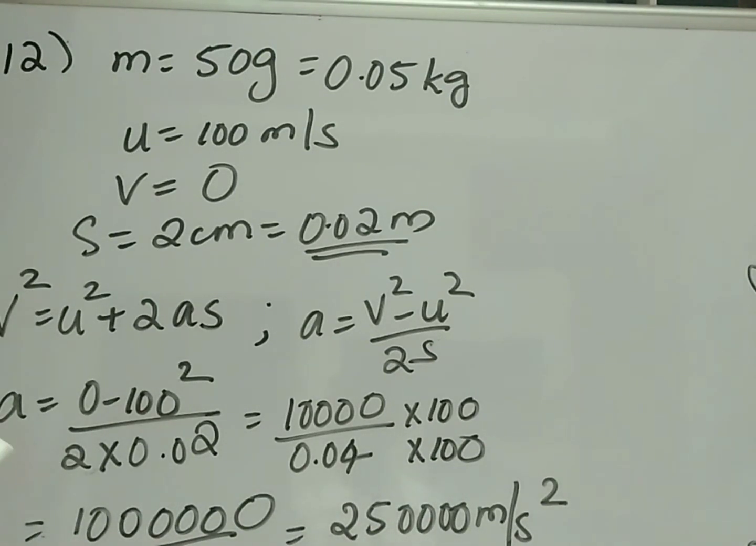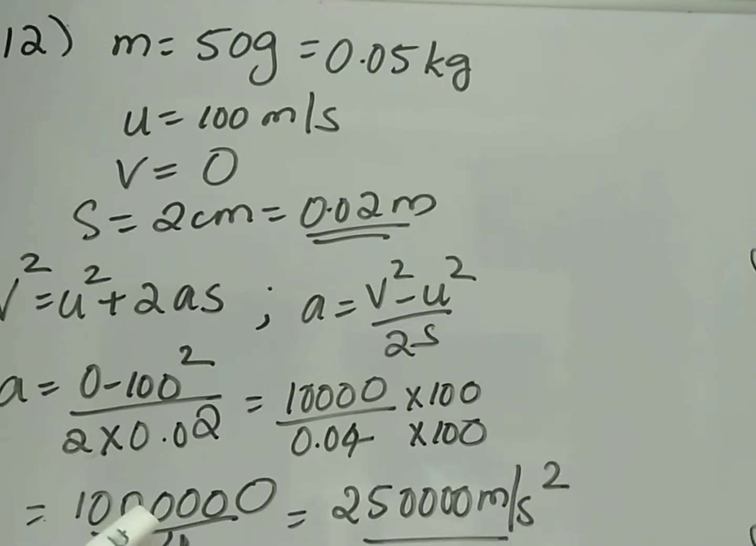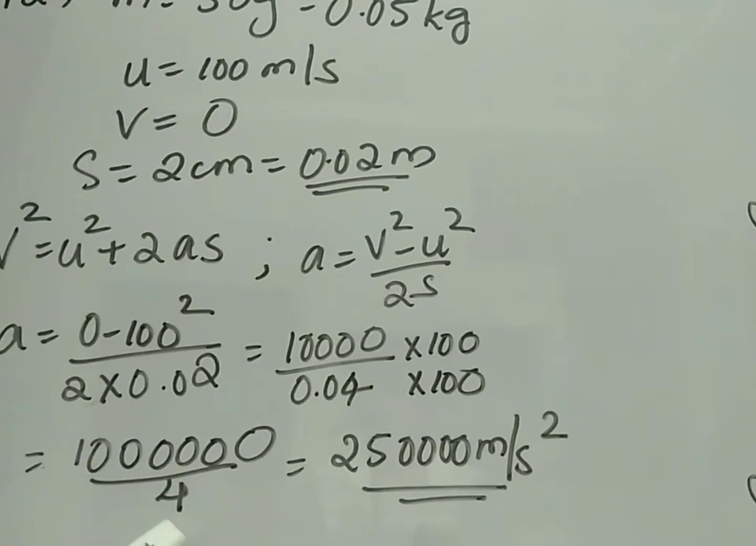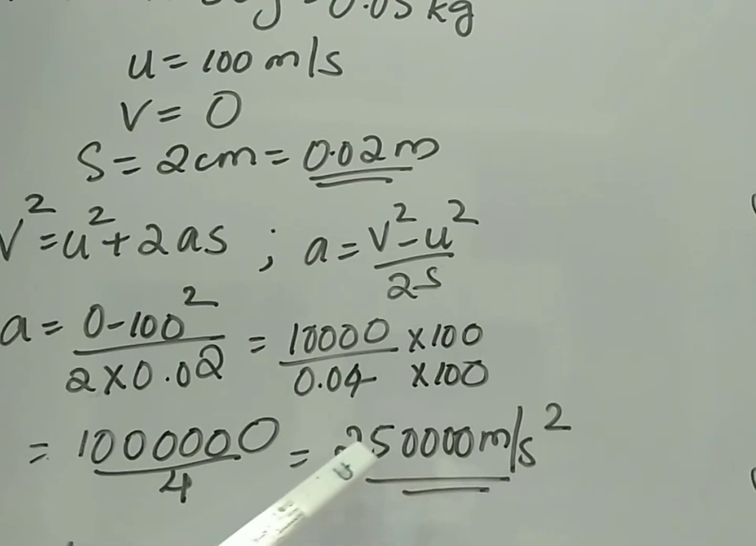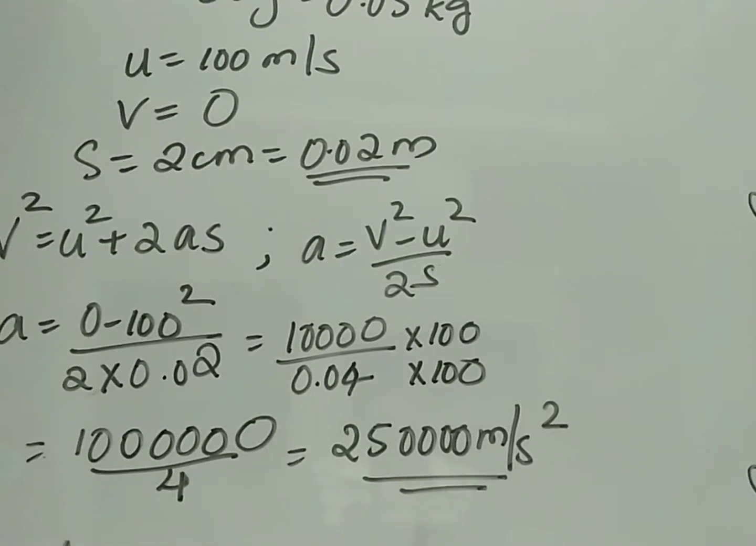So for all these things, first we need the acceleration. Acceleration is a general concept. So we have to find acceleration. Here time is not given, so we should use the second formula, v square is equal to u square plus 2as. From that, what will be a? V square minus u square by 2s: 0 minus 100 square by 2 into 0.02. To remove the decimal, we have to multiply both the numerator and denominator by 100. So 10 lakh by 4, you will get 2 lakh 50,000 meter per second square.